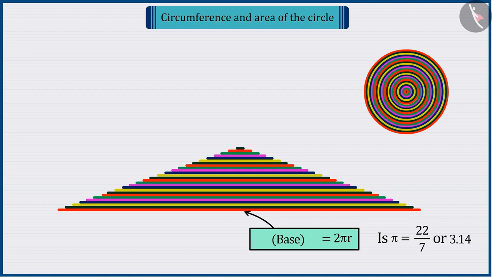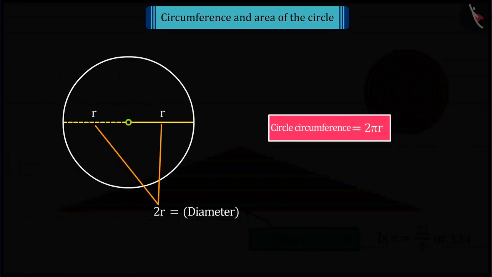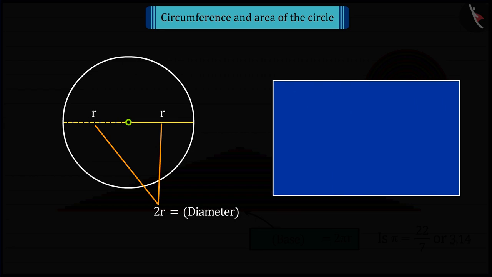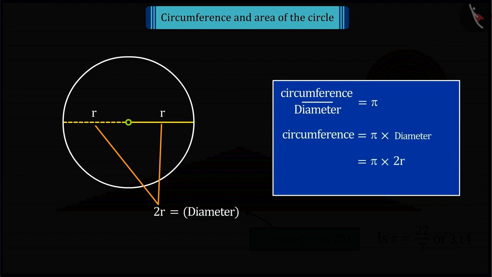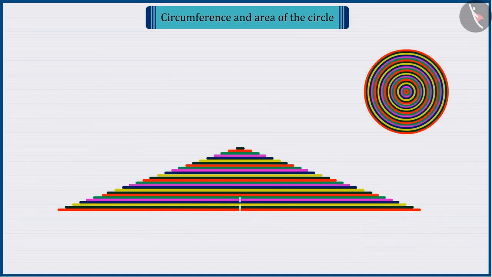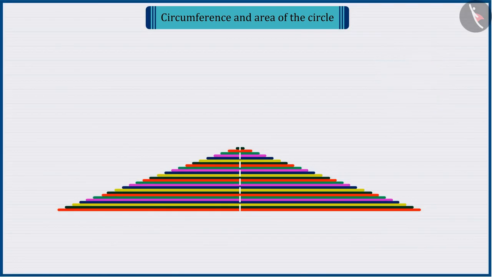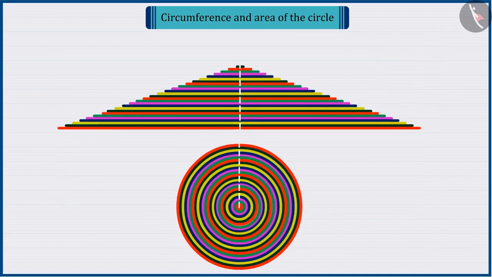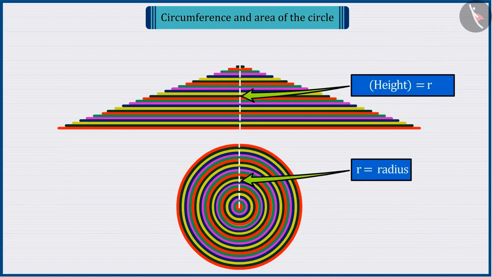But can you tell the value of circumference of a circle, how 2 pi r is determined? Absolutely correct. Since we know that the circumference of a circle and its diameter has a constant ratio, which is represented by pi, and by solving it, we get the circumference of the circle. And the height of this shape is nothing else but the radius of the outer circle, which we represent using r.